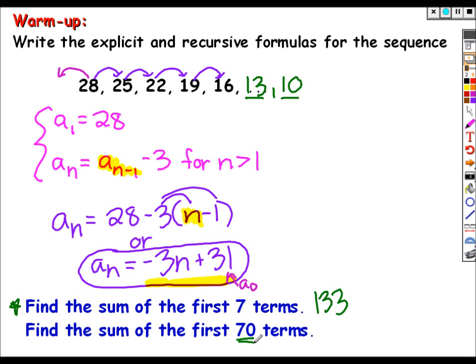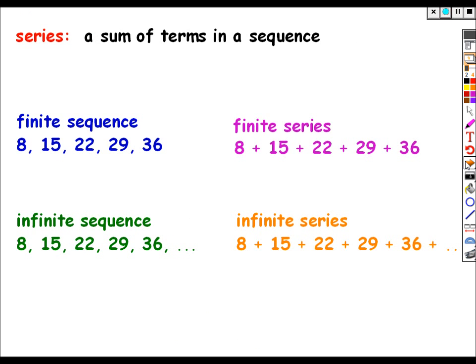This really leads us into our topic for discussion today, which is a series. So if I add together terms of a sequence, that's what's called a series. So I simply am going to take any terms in a sequence. So here's a sequence. This would be called a finite sequence because I can count the number of terms. If I add together the terms of a sequence, that would be what's called a series. So I'm just taking a pattern of numbers, adding them together. That's what a series is.